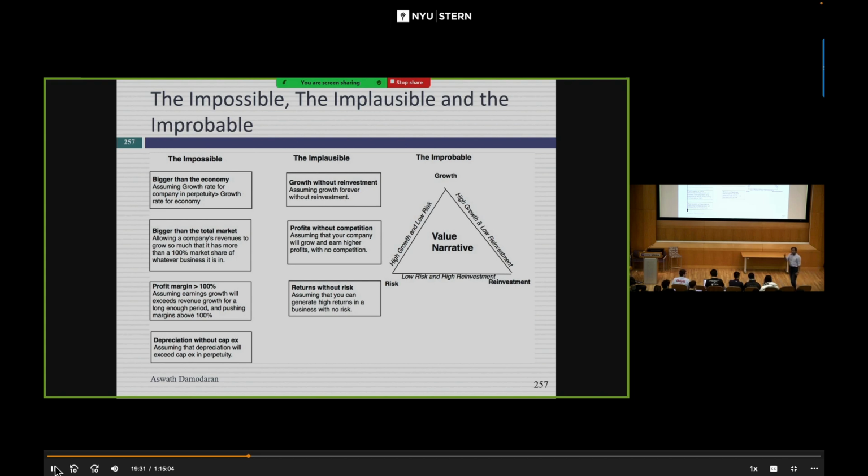Impossible valuations. Let's talk about implausible valuations. The essence of implausible valuations is they can happen, but you better have a really good story. I'll give you a few examples. A company that grows without reinvestment, at least in the near future. What kind of companies can do that, at least in the near future? No?